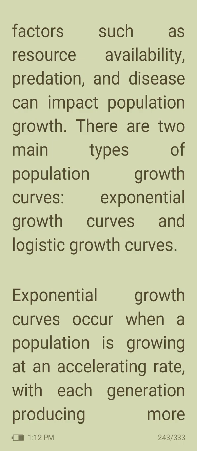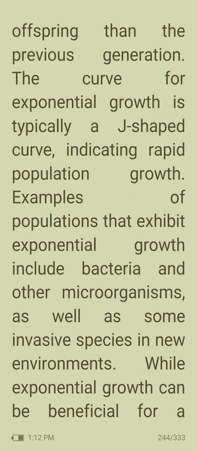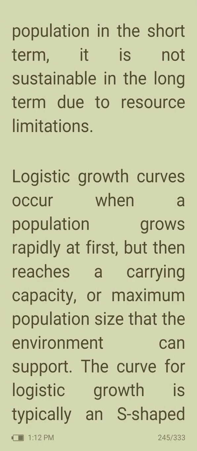So first, exponential growth curve occurs when a population is growing at an accelerating rate, with each generation producing more offspring than the previous generation. The curve for exponential growth is typically a J-shaped curve indicating rapid population growth. Examples of populations that exhibit exponential growth include bacteria and other microorganisms, as well as some invasive species in new environments. While exponential growth can be beneficial for a population in the short term, it is not sustainable in the long term due to resource limitations.